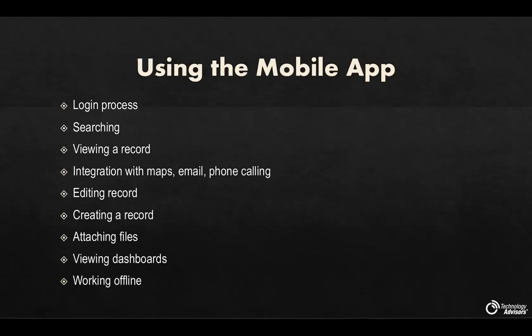Some things I'm going to cover when looking into the app: we're going to talk about the login process, what you need in order to log into the app. We're going to search and view a basic record. We're going to see how that integrates with your maps, your email, and even phone calling. We're going to edit and create a record because you can do both within the app. You can also attach some files, easily view some dashboards, and see how you can work offline. So I'm going to go ahead and switch over to the mobile app to start sharing that.